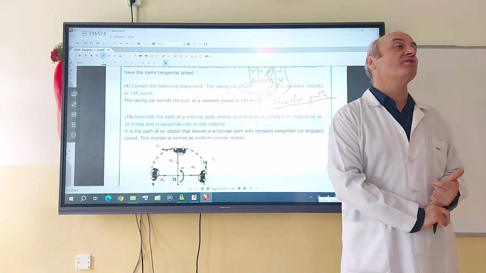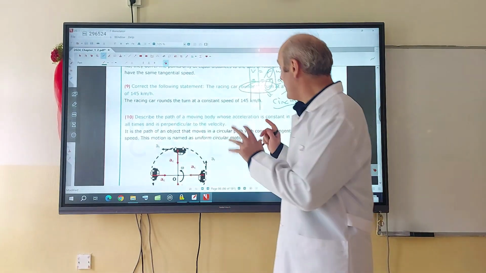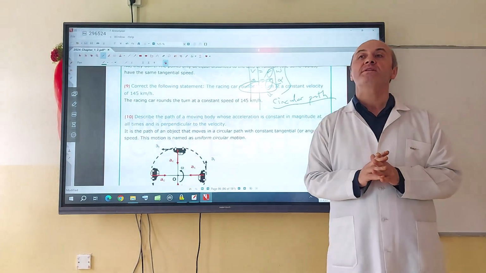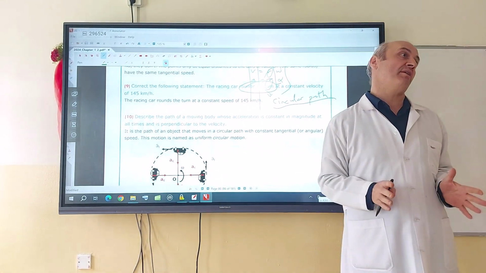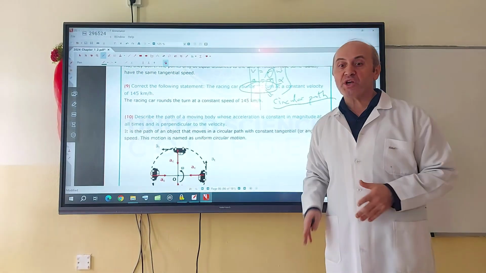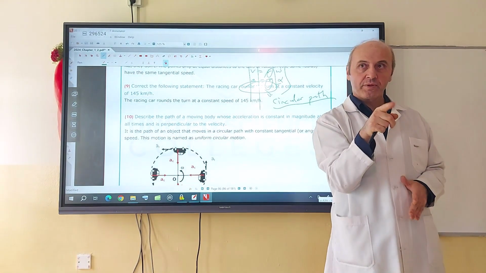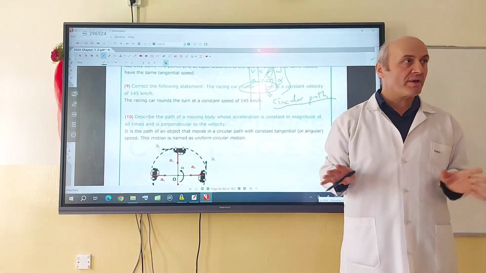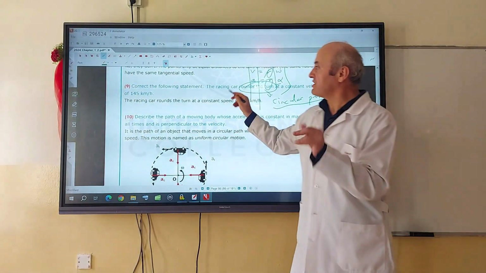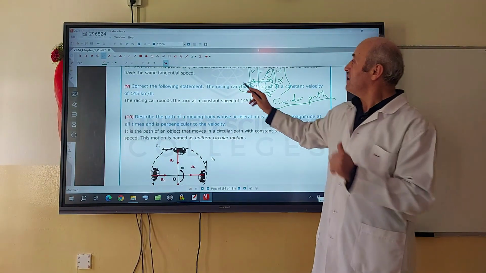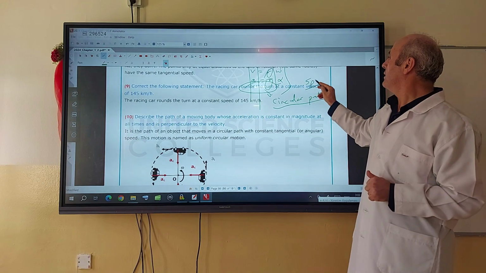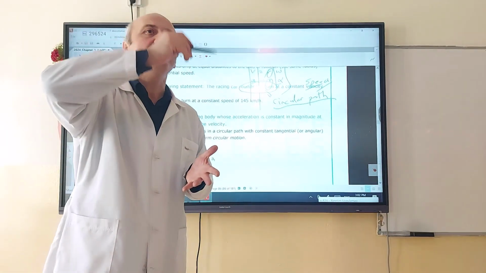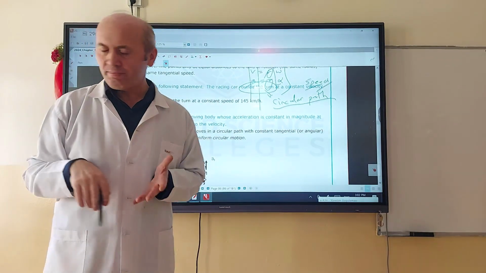That's why we cannot say that velocity is constant, because velocity is a vector quantity, and when we say a vector is constant, it must be constant in magnitude and also constant in direction. If we say velocity is constant, the object must move in a straight line path with the same speed. So if an object moves in a circular path, velocity can never be constant. So that statement needs correction. If I want to correct it: the racing car rounds the turn at a constant speed, because speed is a scalar quantity, and we can keep it the same number on the circular path.